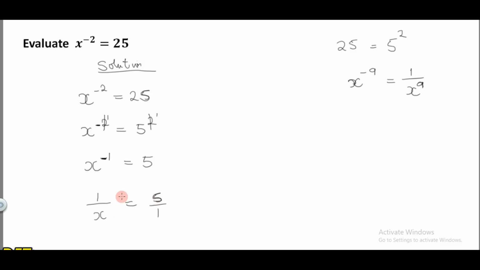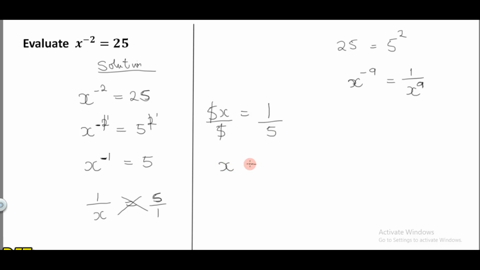So the next thing I will do is to cross multiply. So 5 times x will give me 5x, is equal to 1 times 1 will give me what? 1. So to make this x stand alone, I will divide both sides of the equation by the coefficient of x, which is 5. So this is divided by 5, divided by 5. So this 5 will cancel out this 5 so that the x can stand alone.